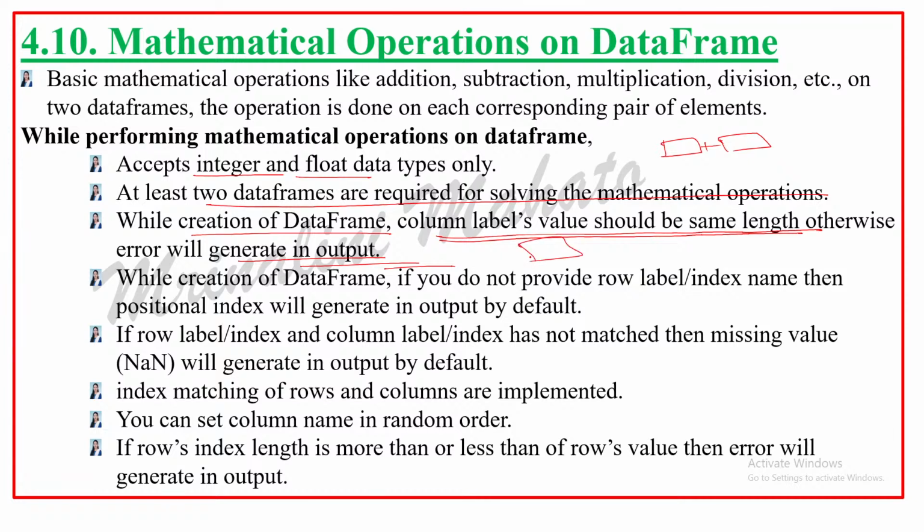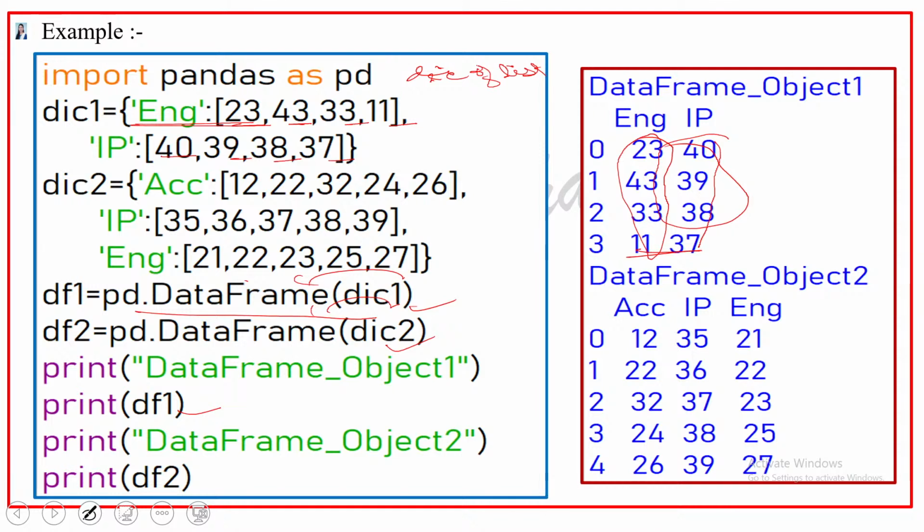Within the same data frame the lengths must match, but another data frame can differ. Just like here 5 values, 5 records are there, here 4 records are there, then it is possible. But in one data frame, if you use 4 values, another one 3 values, another one 2 values, then it will not be accepted. Remember that. Clear, children?